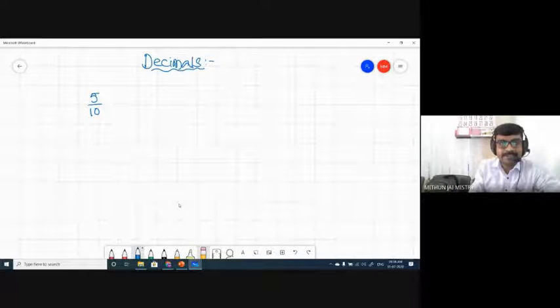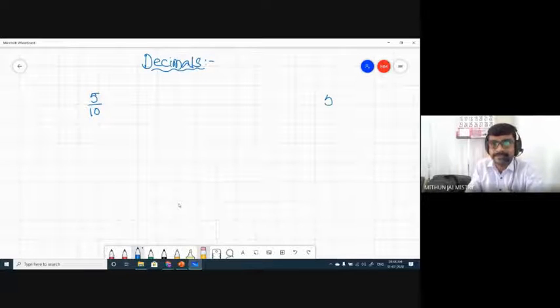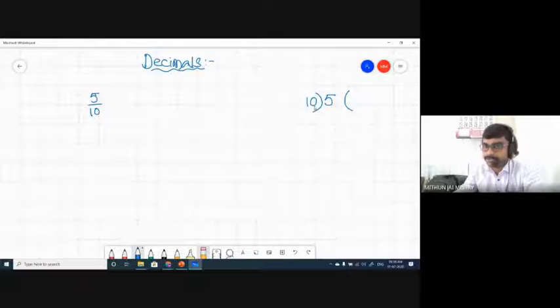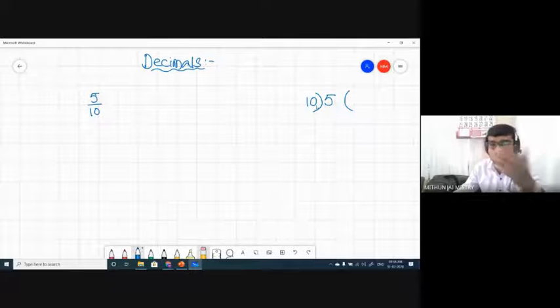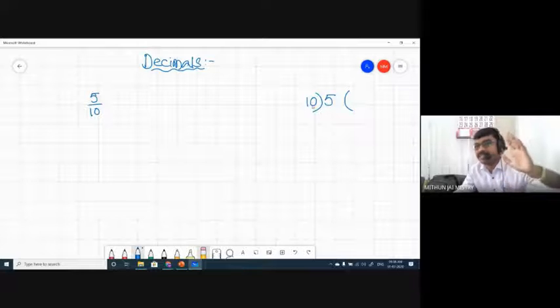So what do we mean by 5 by 10 actually? The 5, which is in the numerator, should be divided by 10. That's the meaning. So let us divide it. When we recite the multiplication table of 10, we get 10 1 times 10. So it starts with 10 actually. Then we get 20, 30, 40, 50. But there is no 5 actually. 5 is very much smaller than 10.